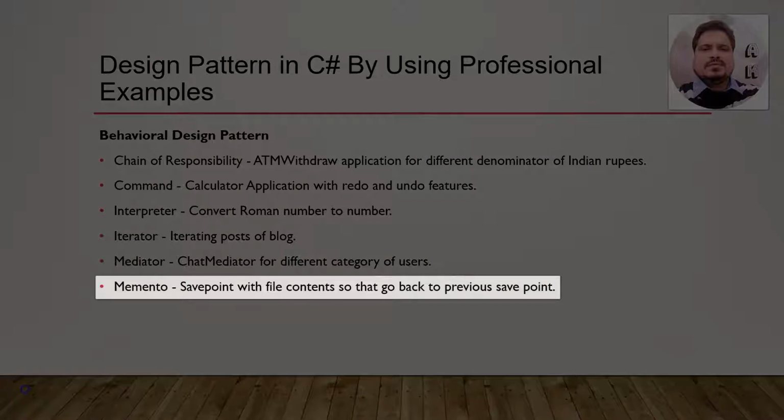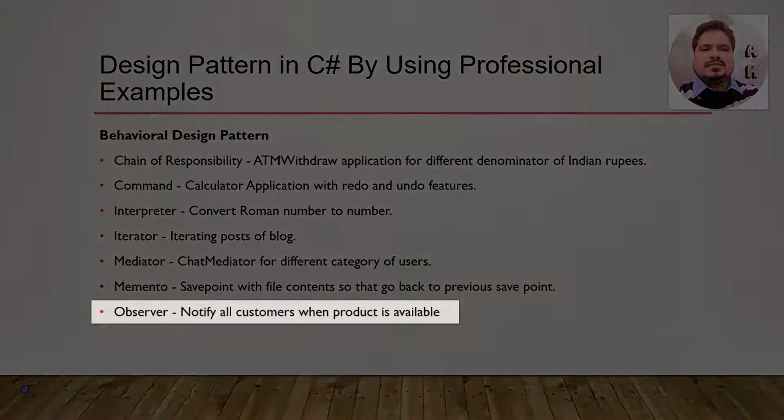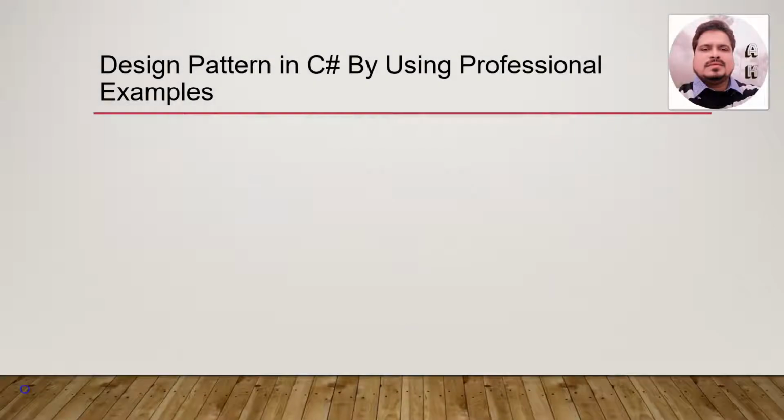Memento, in this pattern we will create save points of the file contents so that you can go back to the previous save point at any time. Observer pattern, here we will notify all customers when a product is available.